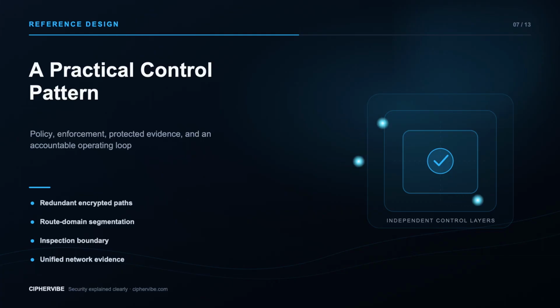A defensible hybrid pattern uses redundant controlled links, scoped route tables, inspection at the cloud and enterprise boundary, private DNS governance, and centralized visibility across both environments.